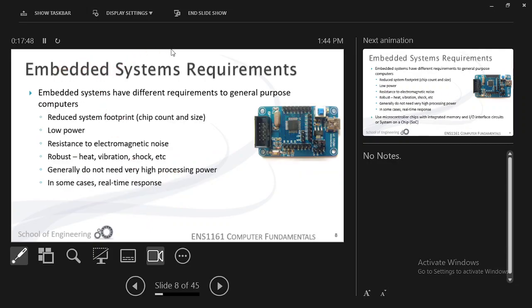Some embedded systems requirements. Embedded systems have different requirements to general purpose computers. Some examples given in here: reduce system footprint, as an example, chip count and the size. There's a law called Moore's law. Now it's almost gone, but generally, the theory explains that the number of chips is increasing tremendously, right? And we have low power, and resistance to electromagnetic noise.